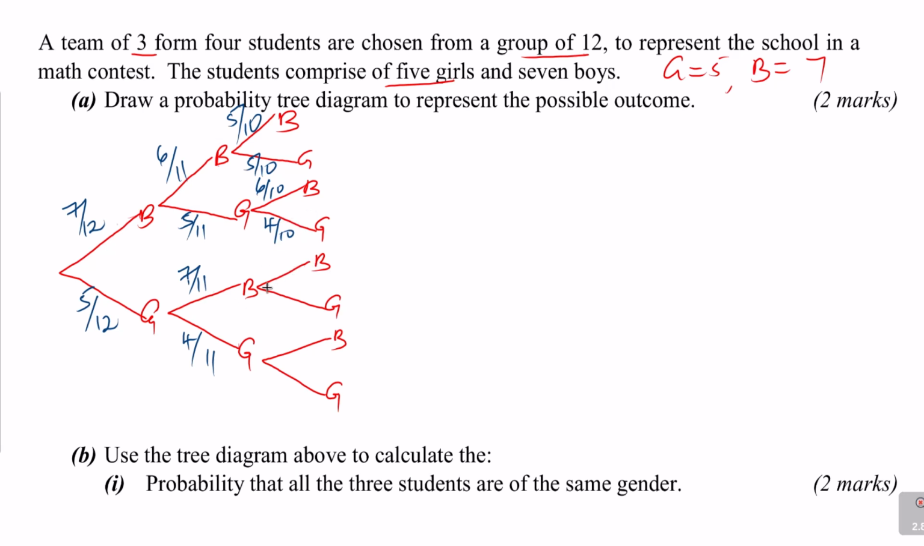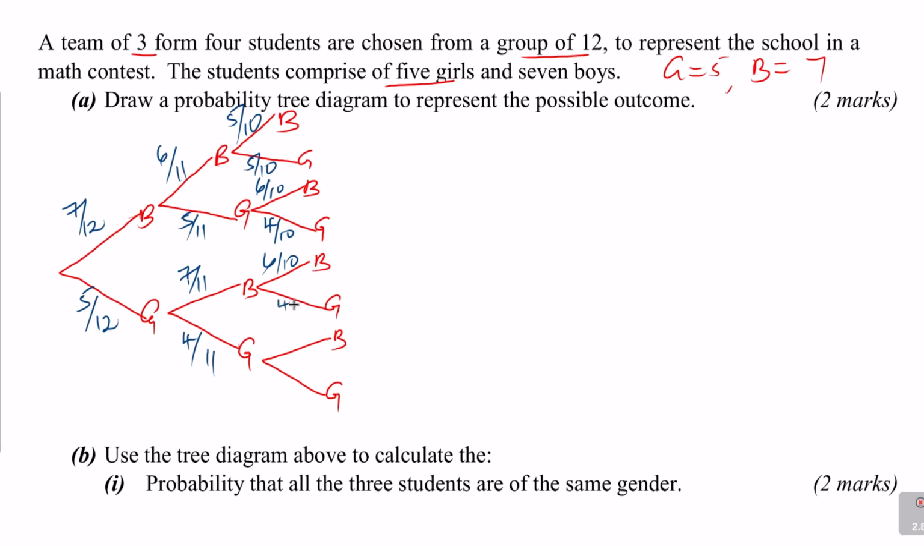We go to the next one. This boy. So you can see the second choice, you picked a boy. So the boys will now change from 7 to 6. This is 6 over 10. Then the girls will remain the same from the second choice, which is 4.